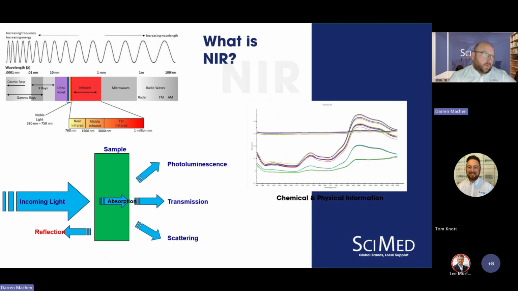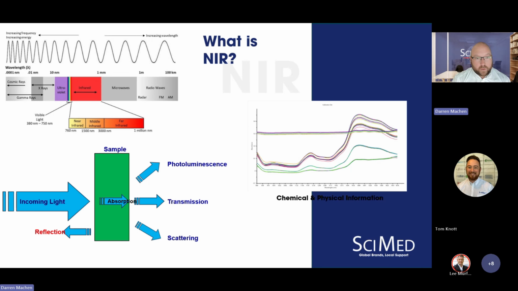So for those who know NIR, you may have come for elemental, but from my side, if you don't know much about NIR, we are looking in the near infrared range. If you take the electromagnetic spectrum, you've got the visible, you've got the infrared, and we're in the near infrared. So we're very close to the visible range.